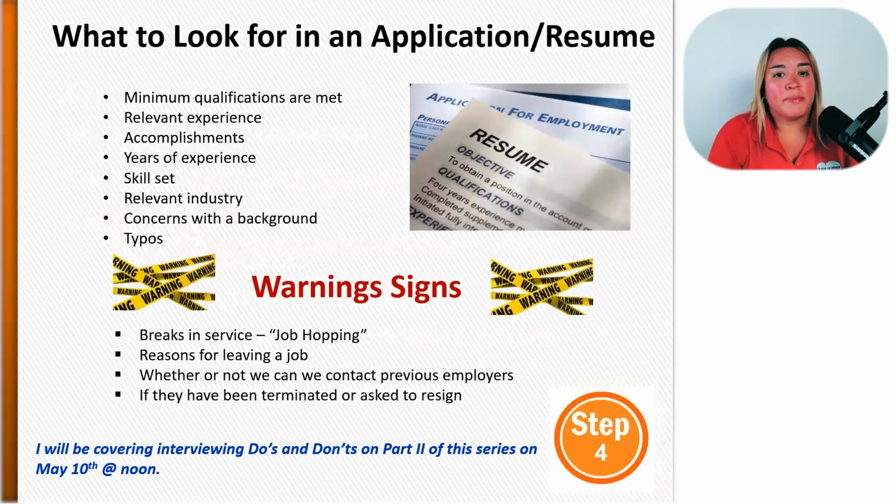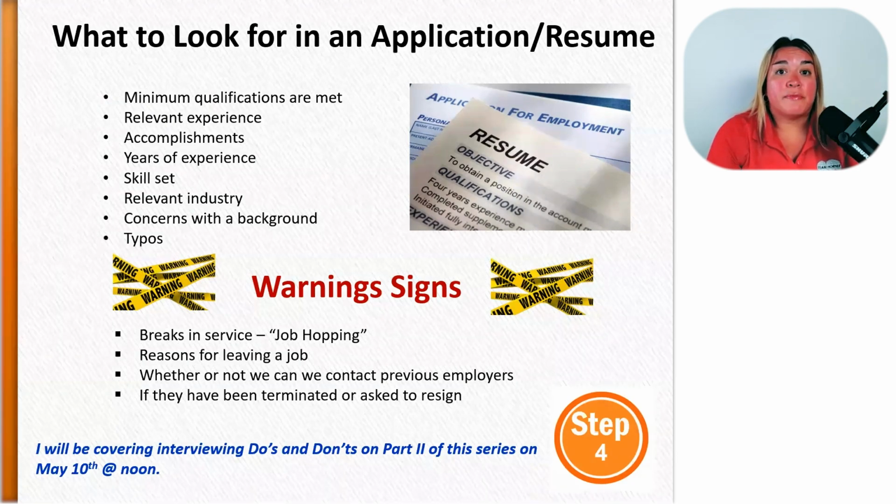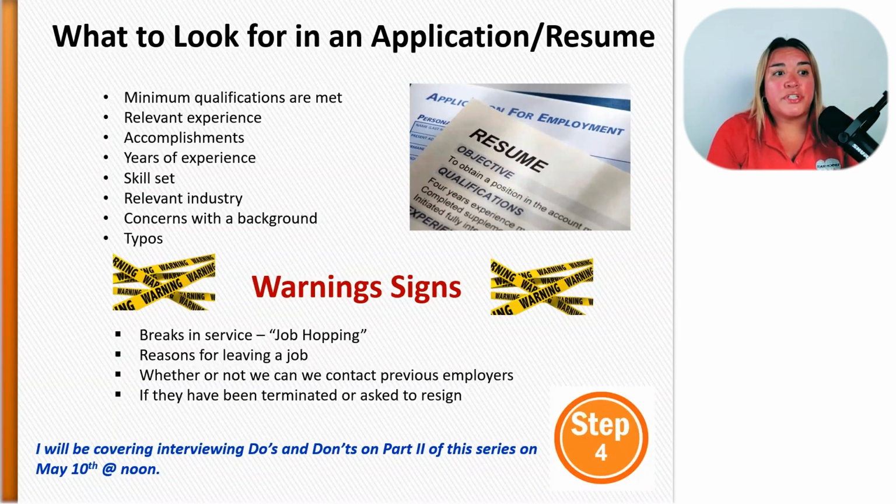Once your postings are up and applicants start to come in, it's time to review resumes. At the very least, you want to ensure that the minimum qualifications are met. You want to make sure that the experience that the person has on their resume or application is relevant. Are we talking apples to apples? Is it transferable skills? You want to look at years of experience. You want to look at, of course, their skill set. You want to look at whether the industries that they have worked in are relevant to the industry that you may be in. And then, of course, you want to look at some of the warning signs as well.